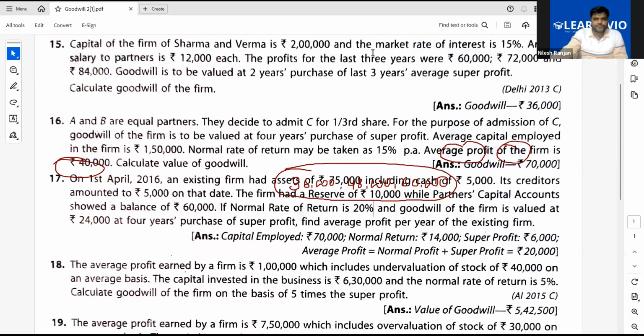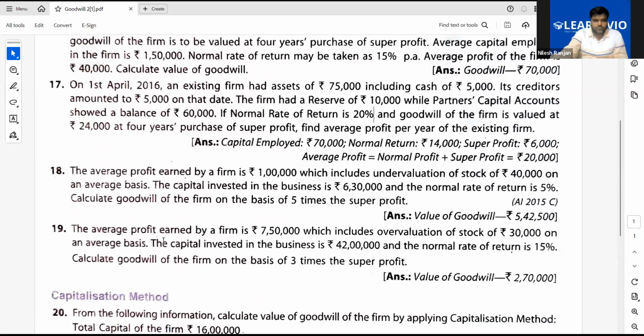After this, actually, I want to make sure that every doubt should be cleared before giving the homework. Okay, question number 18, you can see the average profit earned by the firm is 1 lakh, which includes undervaluation of a stock of 40,000. Now, what does it mean by undervaluation of a stock?